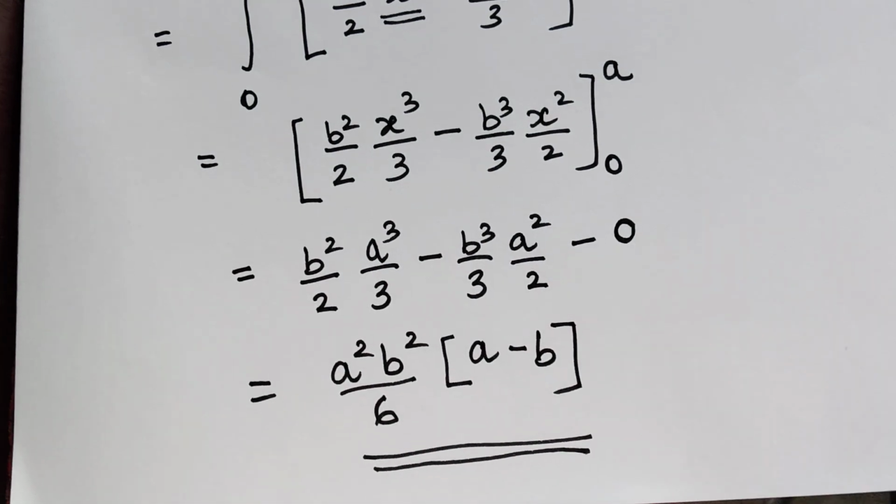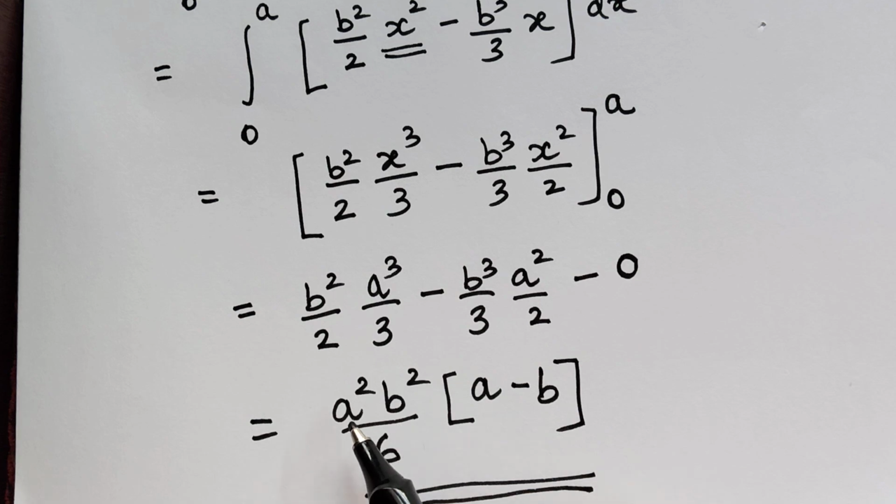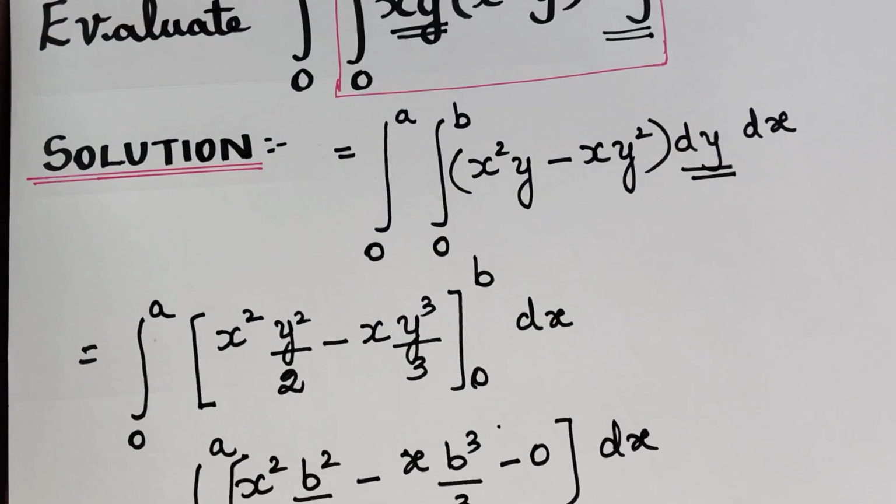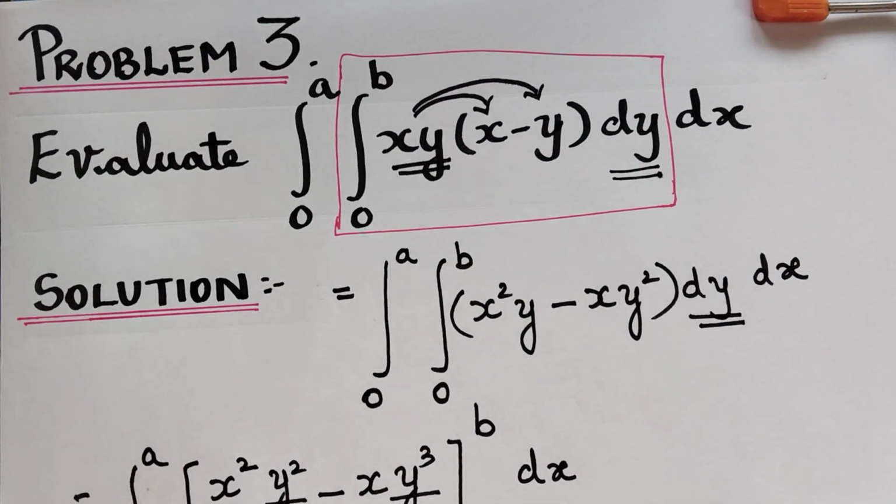Hence we have evaluated the given integral, and we have found the solution to be a squared b squared by 6 multiplied with (a minus b). So this is the solution of the given integral.